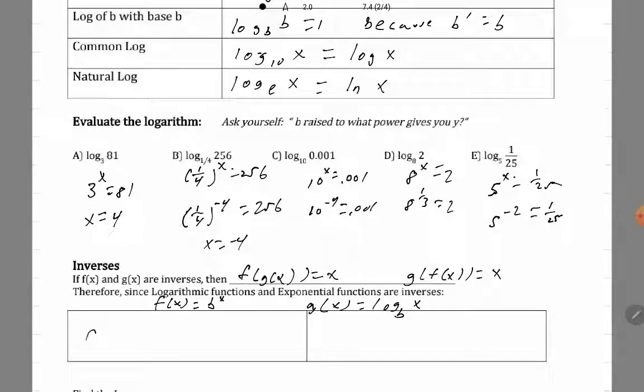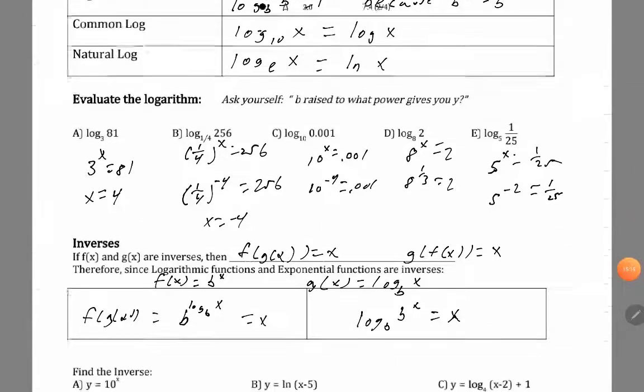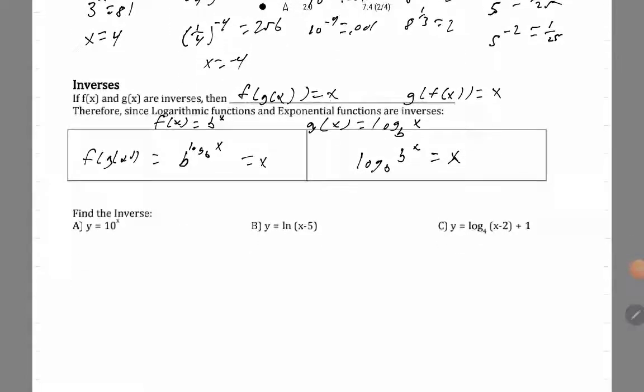Okay. If we do f of g of x, we'll get b to the log base b of x. That just equals x. So they're canceling each other out. And we have log base b of b to the x, that equals x. So we finally figured out our inverse. We can actually use these to solve equations, but we're going to do that later.